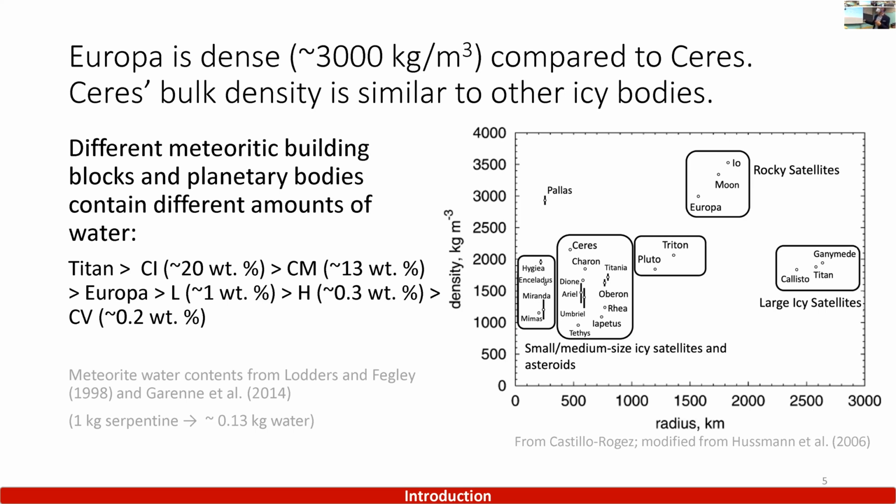So we have radius on the x-axis and density on the y-axis. And what you'll find is that Europa, which we think of as an ocean world, is quite dense. It's comparable to our dry moon and comparable to Io, which we consider rocky satellites. Ceres, on the other hand, is comparable to other known icy bodies within our solar system, with a relatively low bulk density and a relatively small radius. And so more or less, if we just look at the density, Ceres might have a comparable amount of water to large icy satellites, which we do think have quite a bit of water.